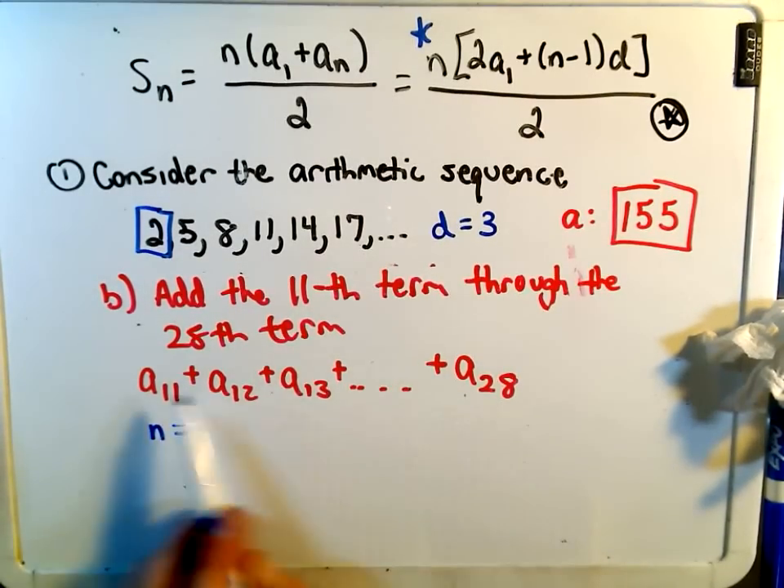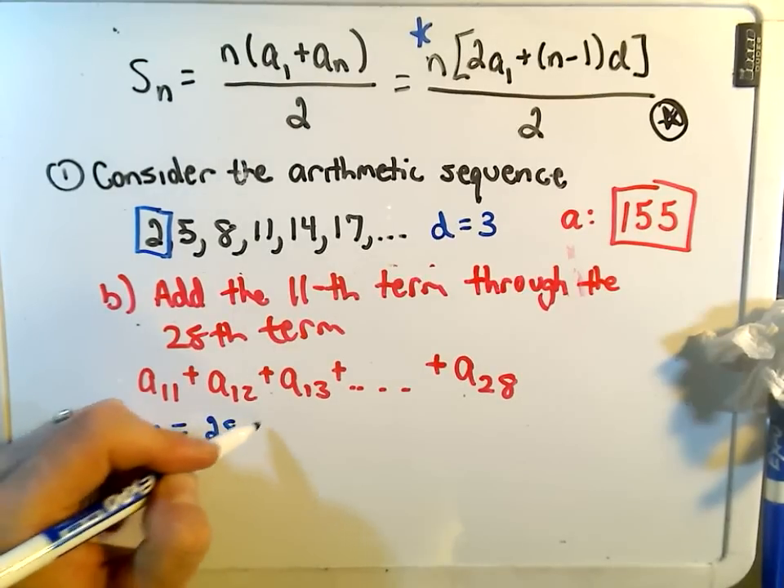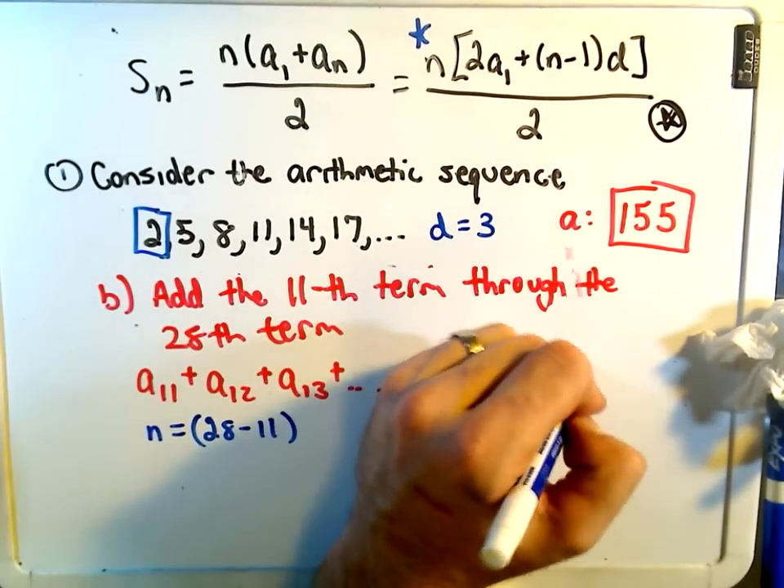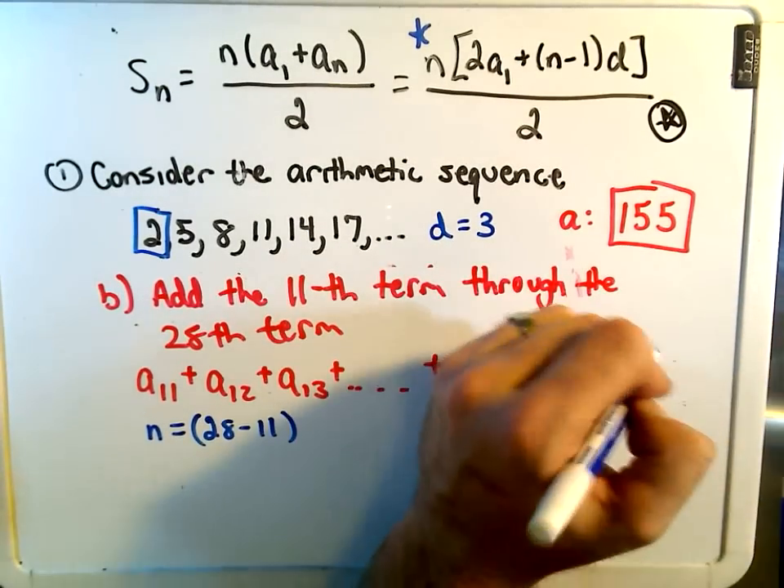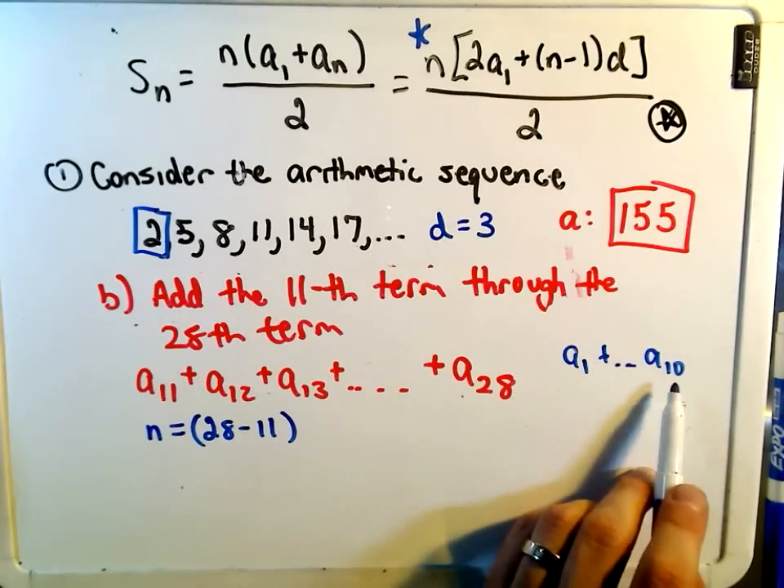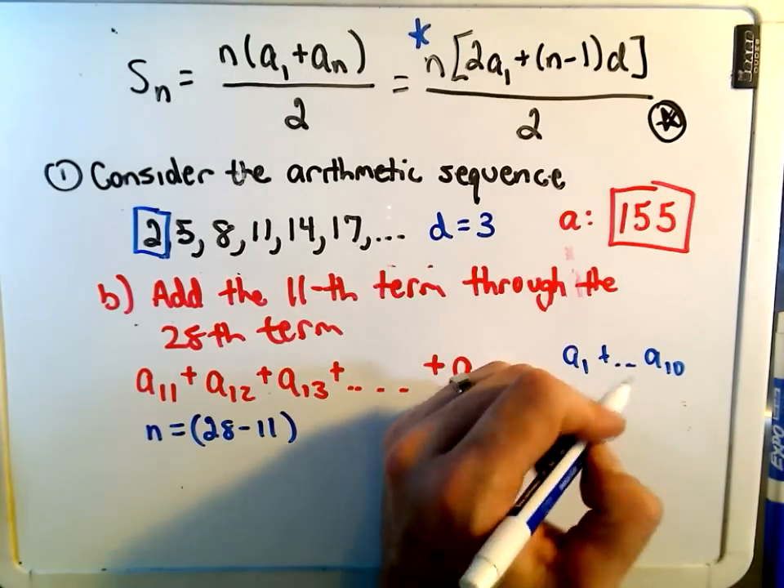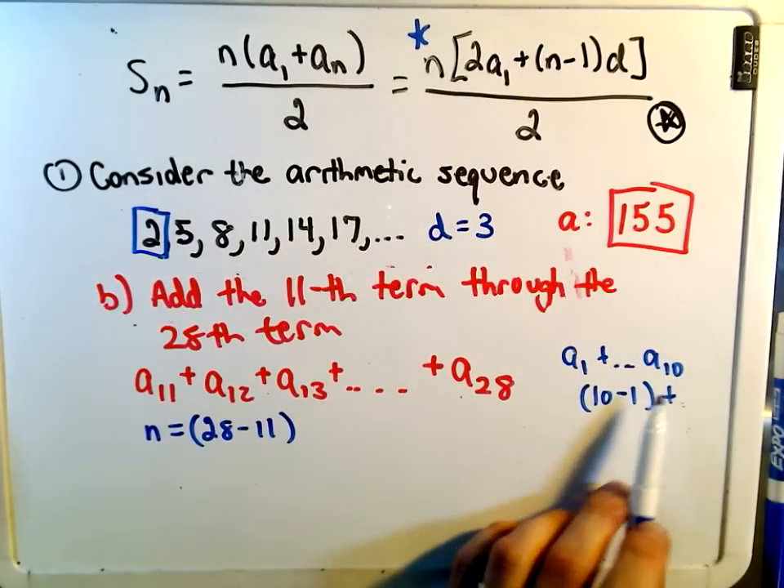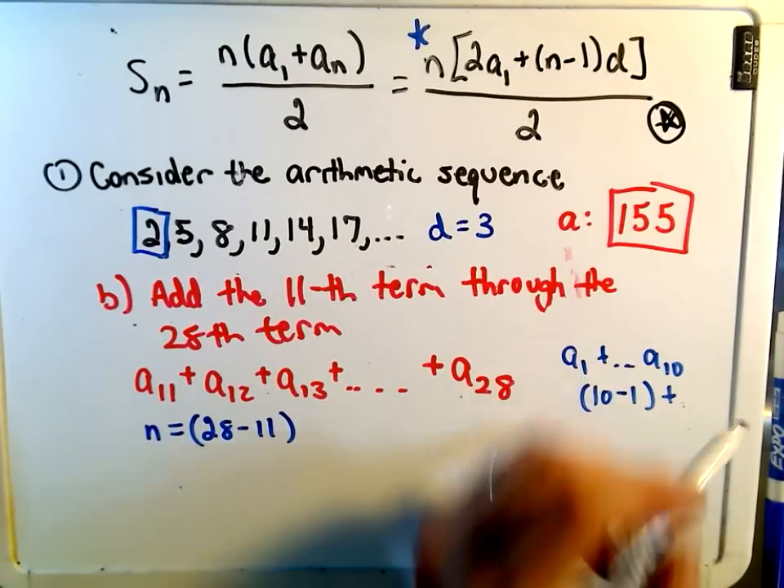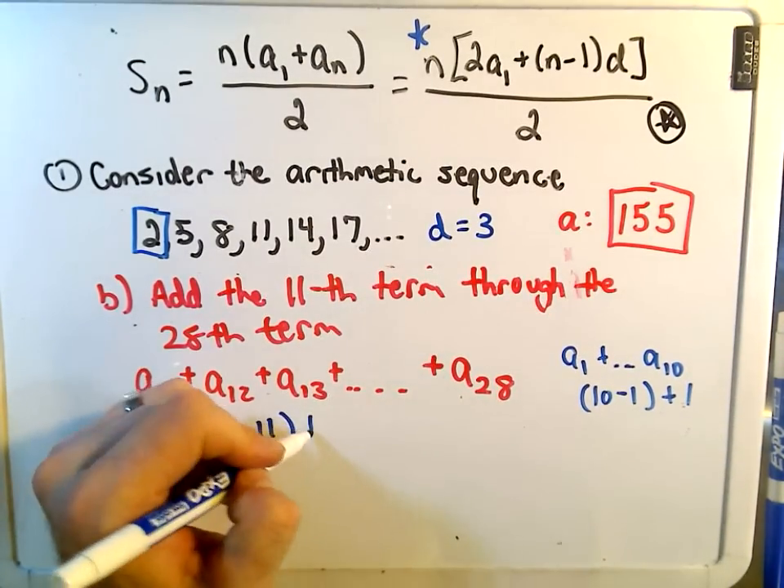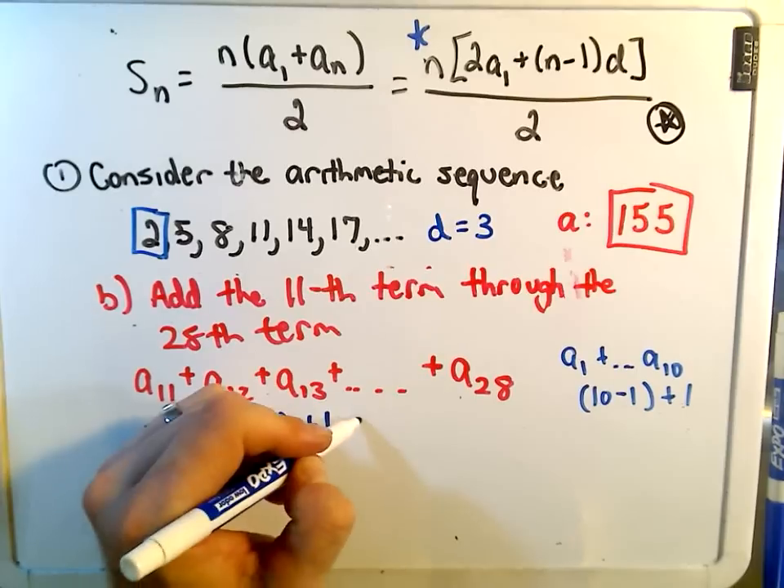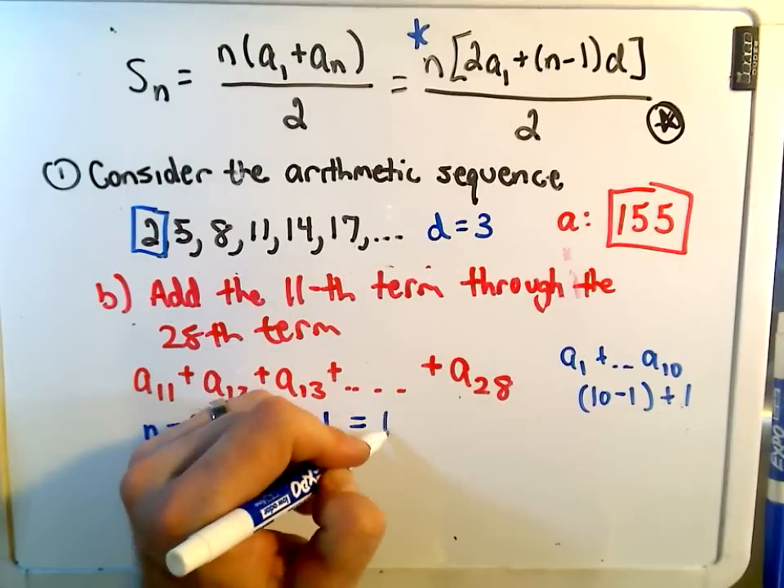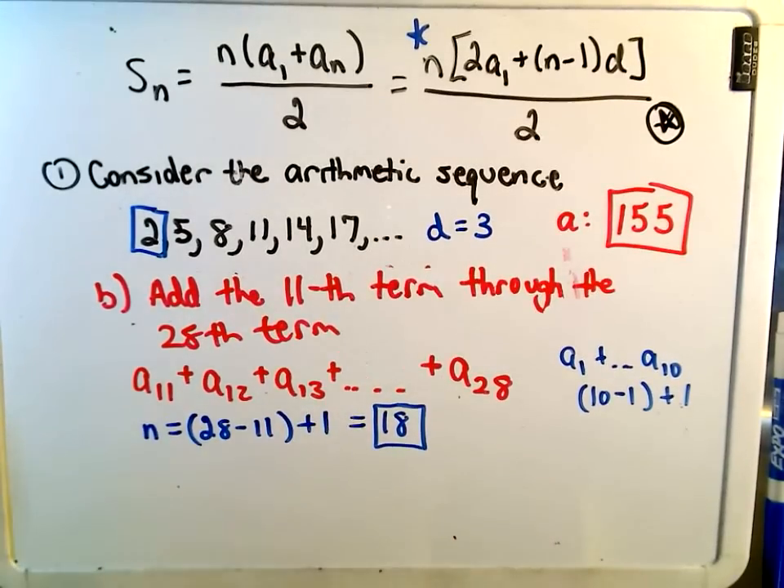You can't just take 28 minus 11. That's not correct. It's going to be one too few. And remember, if we did A1 through A10, if you count them, you certainly get 10, but if you subtract, you get 10 minus 1, which is 9. So the idea is to get the number of terms, you can subtract the indexes, but then you have to add 1. So I'm going to add 1 to this to get the correct number of terms. So 28 minus 11 is 17 plus 1. It says we have 18 terms that we're going to add up.